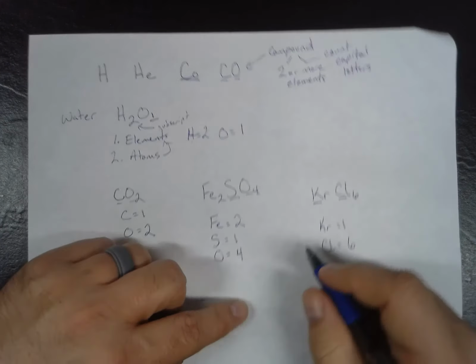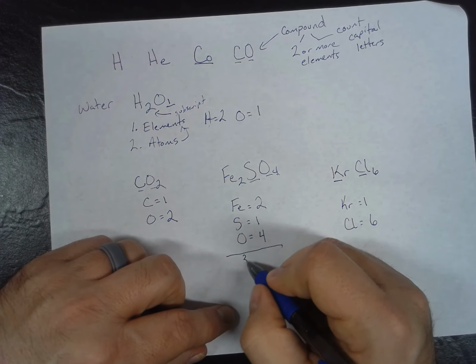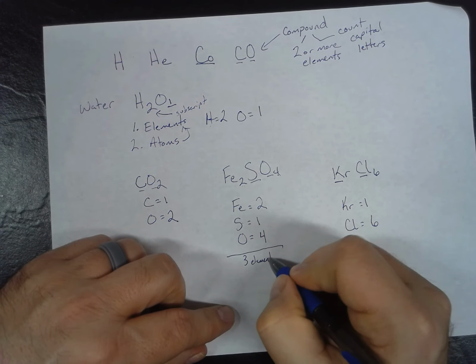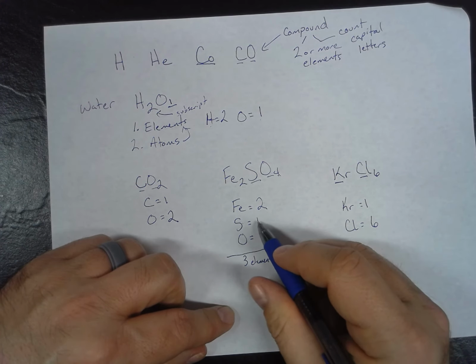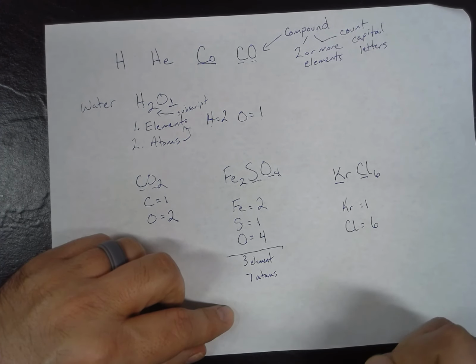Okay? Now, one last thing. They could ask you, how many elements do you have? We have 3 elements. But how many atoms? 4 plus 1 is 5, plus 2 is 7. I hope that helps.